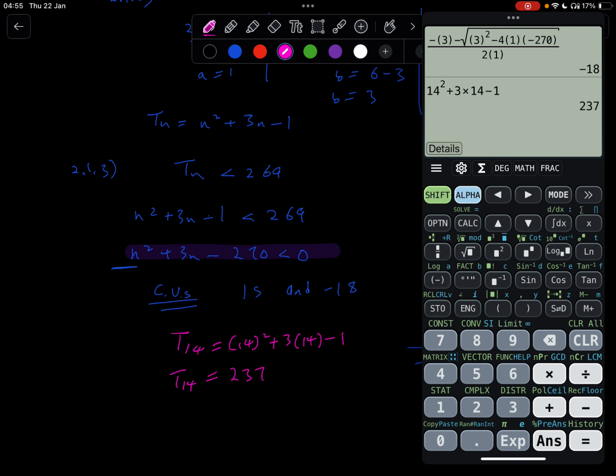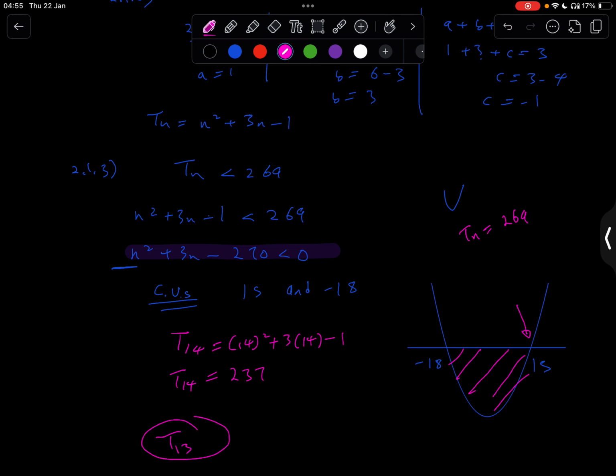Term 13 is also smaller than 269, but it's not the first term value that is smaller than 269. I hope that is clear.